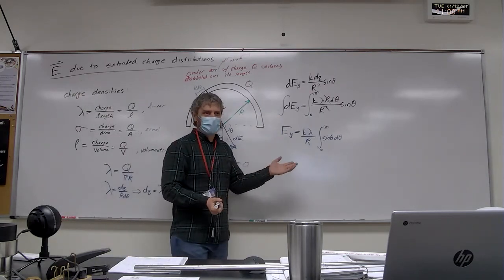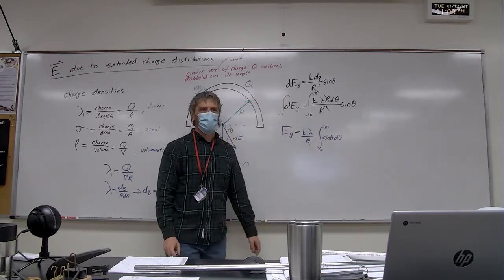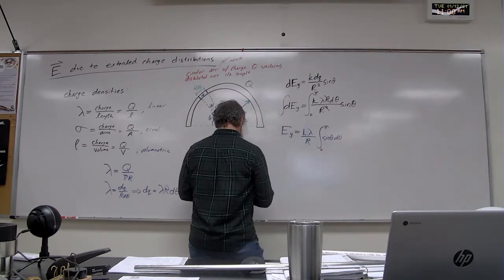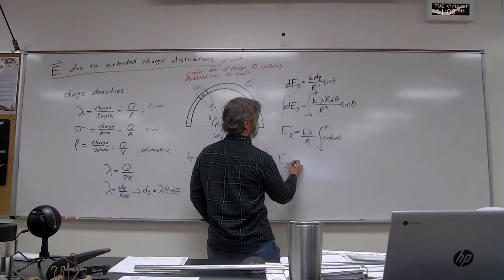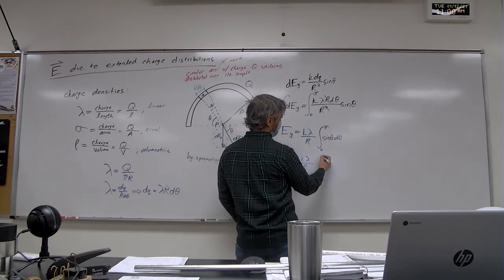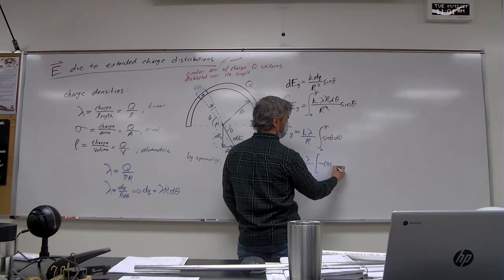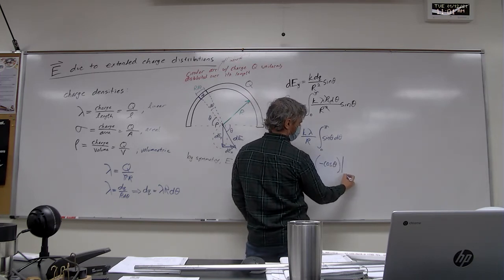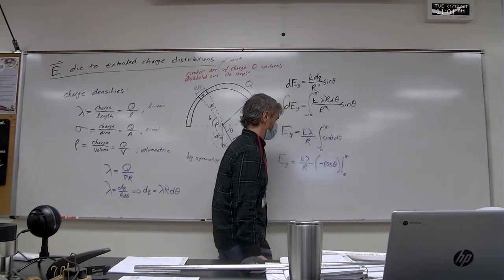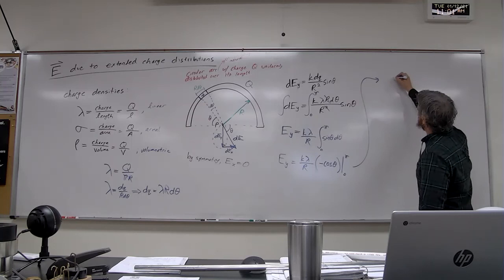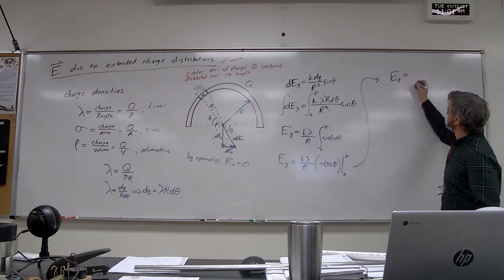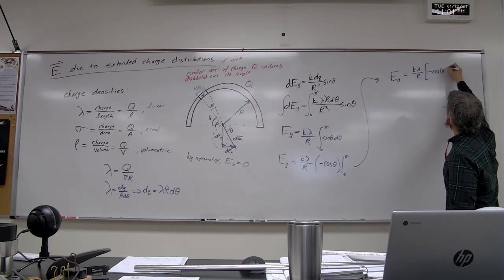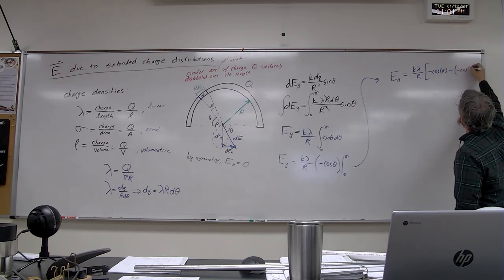If you haven't done integrals because you're in AB already, that's okay. But what's the integral of sine theta d theta? Negative cosine theta. Yep. So this result will be k lambda over R times negative cosine theta. I haven't evaluated my limits yet. Negative cosine theta, evaluated from theta equals 0 to theta equals pi. So that electric field is going to be k lambda over R times negative cosine of pi minus negative cosine of 0.